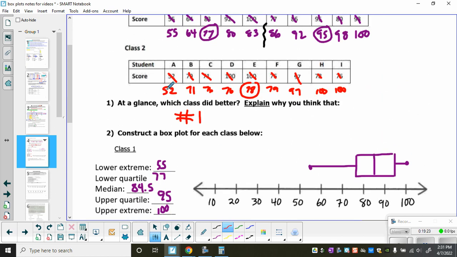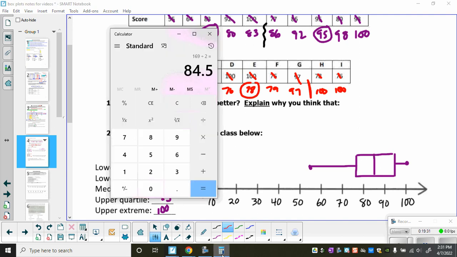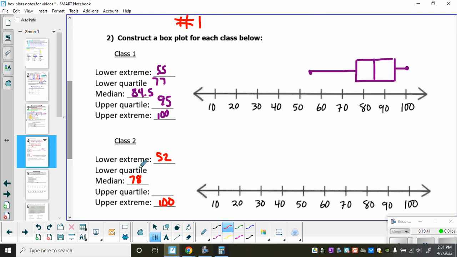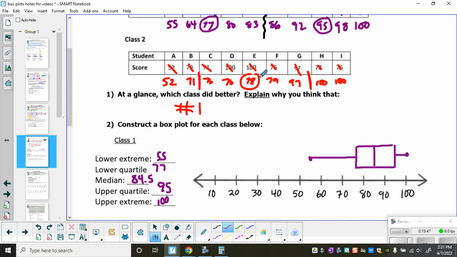And now we're going to have 1, 2, it's going to be smack in the middle here. And then 1, 2, it'll be smack in the middle here. So between 71 and 76, let's add them up and divide by 2. So 73.5 is the number that's in the middle here. So 73.5 is the lower quartile.